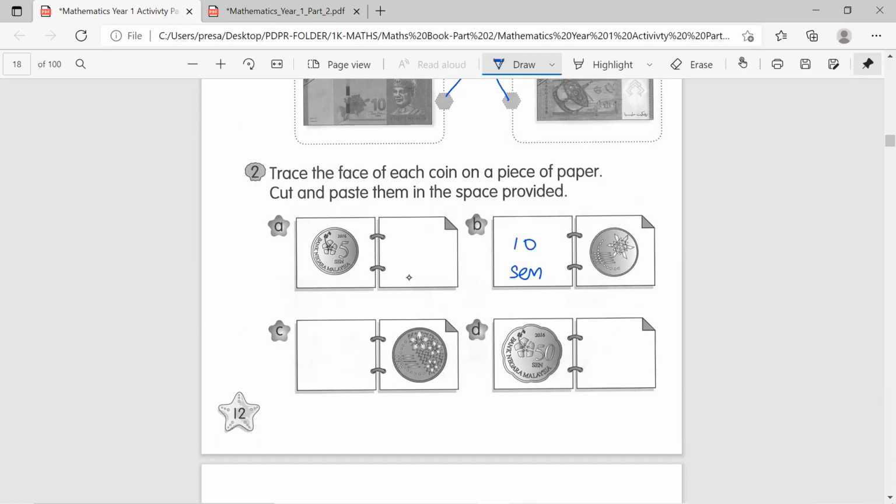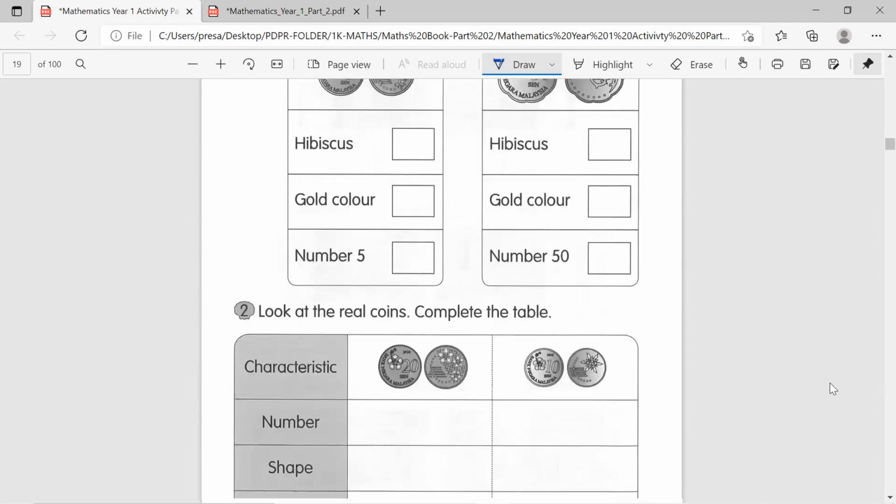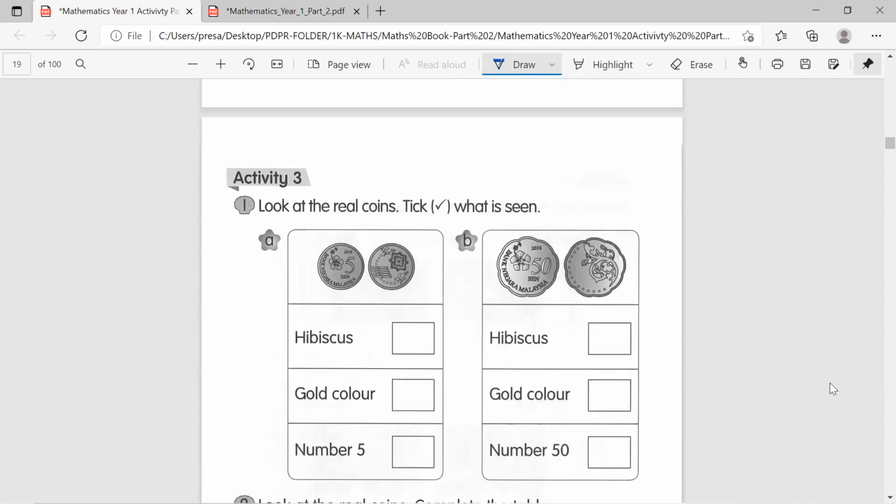So what you do, you take a 10 cent coin, put it on your table and then put your paper on top of the coin and you trace. After you trace, you cut it nicely according to the shape and paste it in your activity book. Then move on to the next page, page 13.